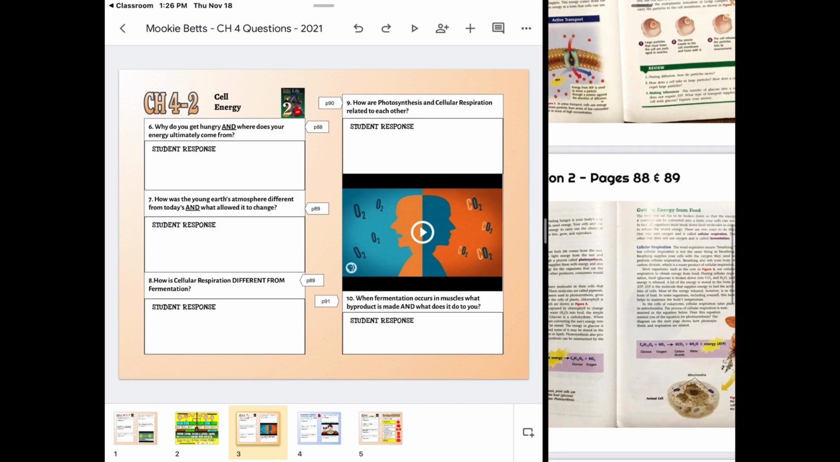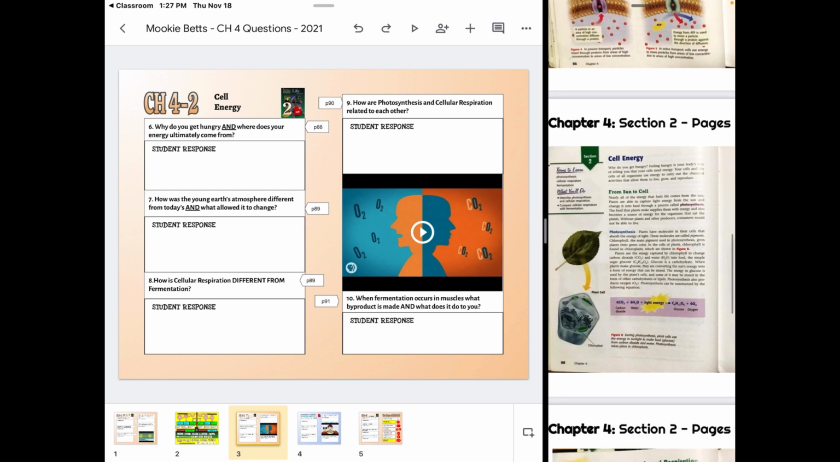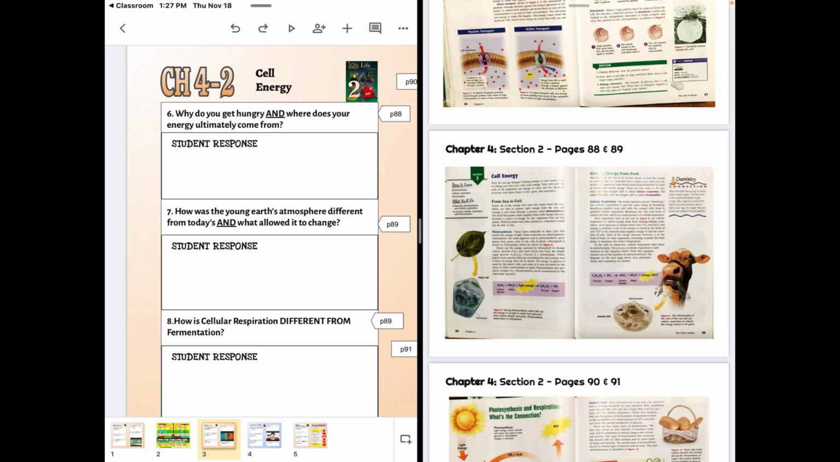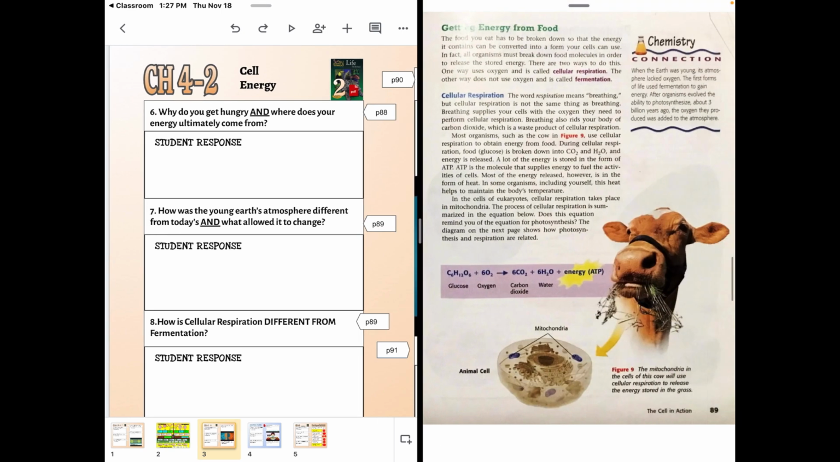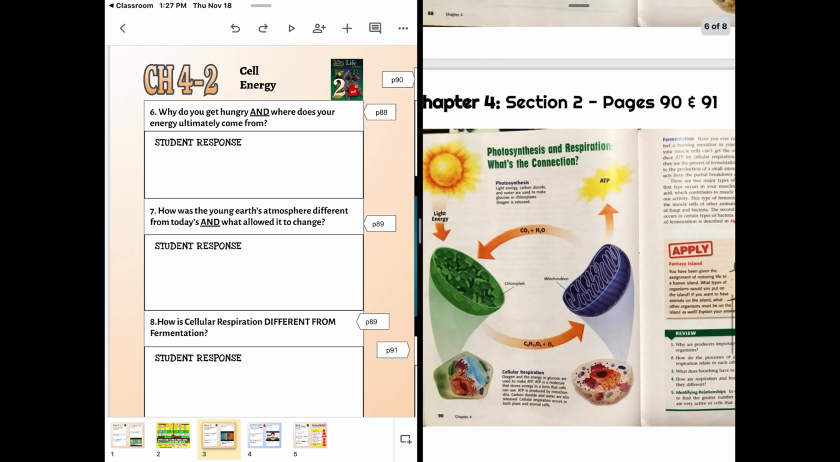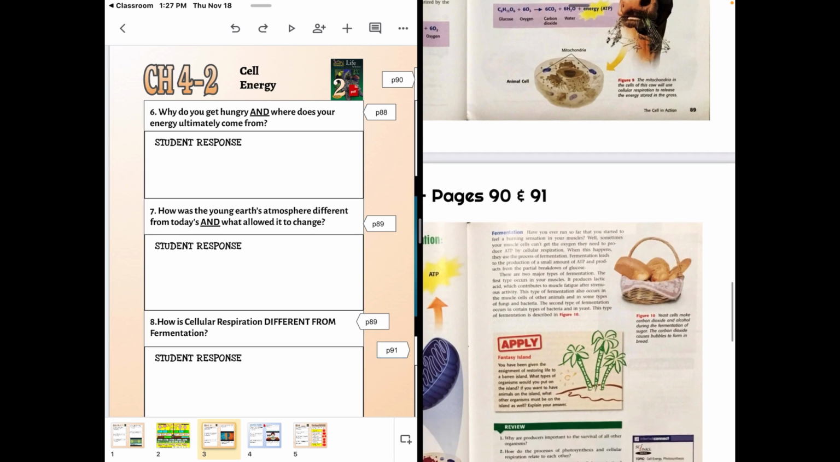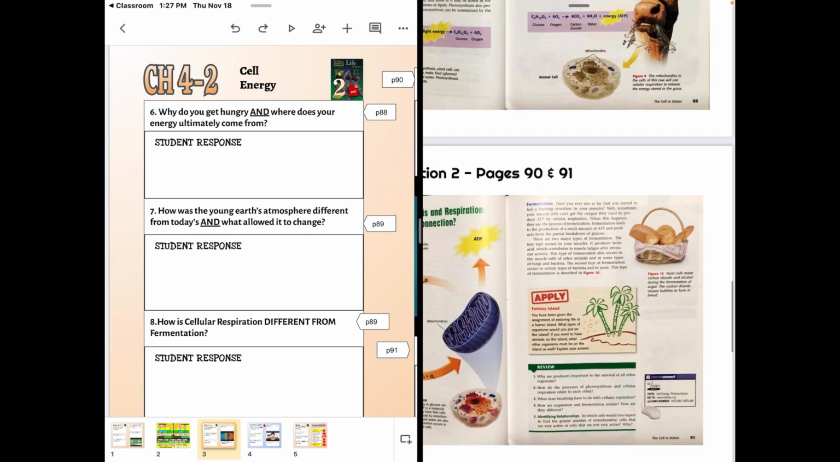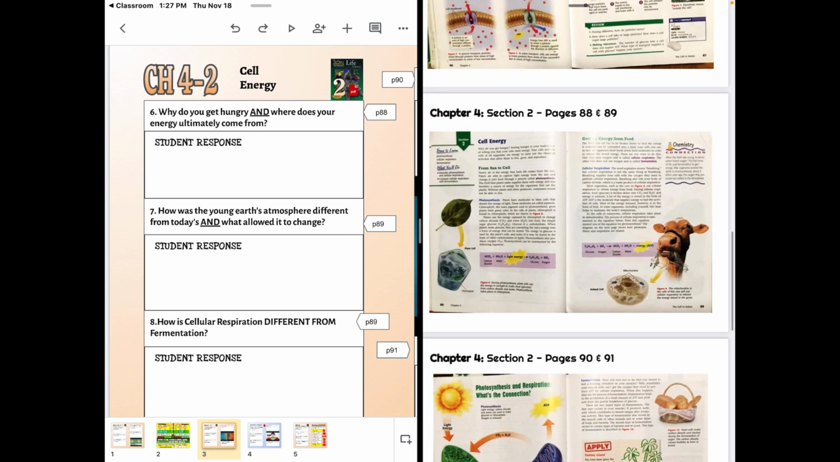On the next one, we have questions about where does your energy ultimately come from? So that's cell energy. That's in here. How's the young Earth's atmosphere different? That's that box that's hiding. And cellular respiration, how's it different from fermentation? That's the next page. So there's fermentation. There's respiration. Basically, how are their definitions different?